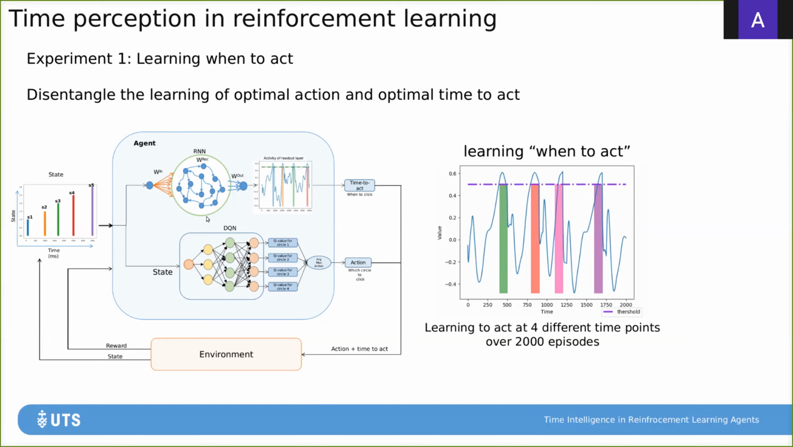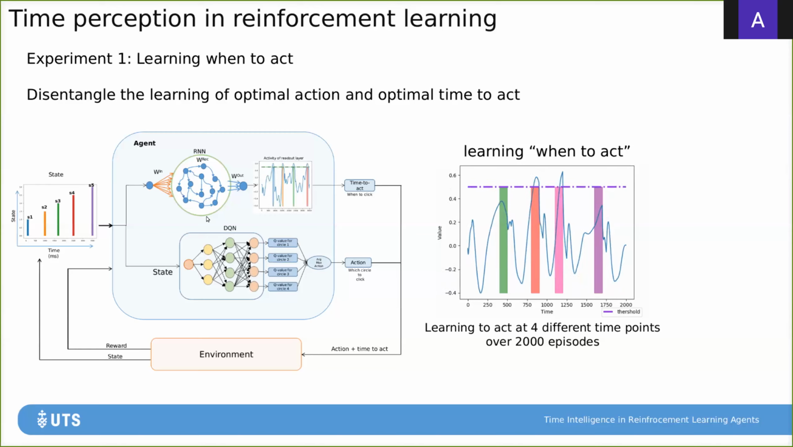Along this direction, we used a similar network to learn the optimal action, and we used a reservoir neural network to learn when to act. The right-hand side of the figure shows a learned activity of when to act, and the peaks, the activity which crossed the threshold, show the agent when to act. And after 2000 episodes of learning, the agent learned to act at the correct amount of time, which is indicated by the colored bars on the right-hand side, without going away from the appropriate window.